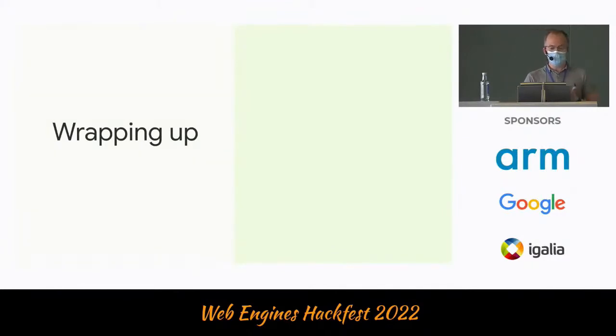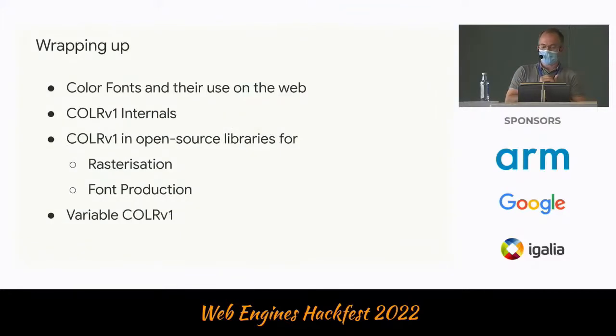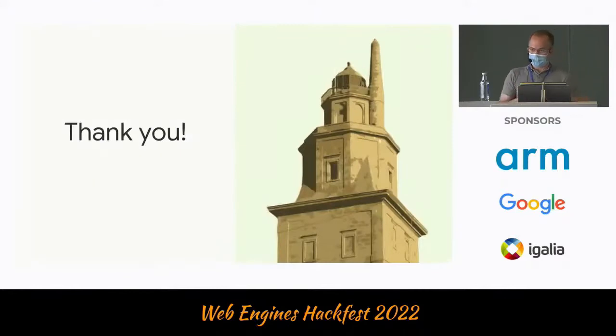To wrap up, we have now seen which open source libraries provide the foundation for COLRv1 in Chrome, which are FreeType and Skia, and what open source tools we have released for making COLRv1 fonts, which are Nano Emoji, Pico SVG, and fonttools. In Chrome 62, we released variable fonts, which was presented at the Web Engines Hackfest in 2018. So I'm happy to be here today to present variable COLRv1 in 2022. Color fonts and their use on the web is something that we looked at today. What are the use cases that we can realize with them? We've seen the COLRv1 internals, and the open source libraries for rasterization, font production, and variable COLRv1. So thank you, and I'm awaiting your contributions to the Galician emoji font. What should be in there? Just let me know.